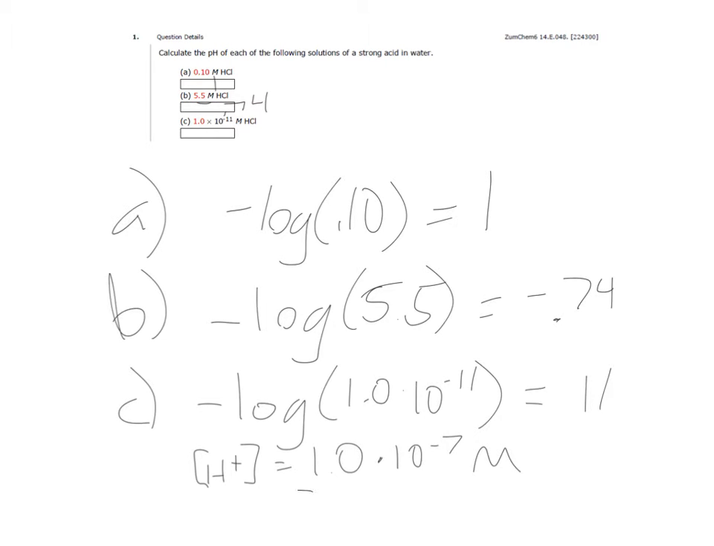You don't even necessarily have to do this, but negative log of 1 times 10 to the negative 7th is 7, which is the pH of neutral water. So part C is 7, even though it's a strong acid, because of its really, really low concentration.